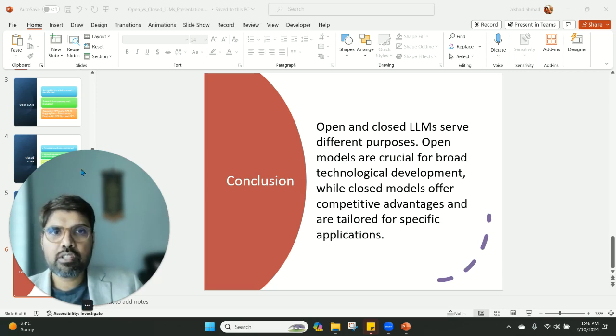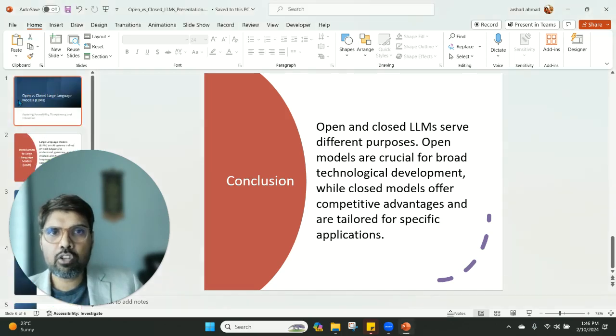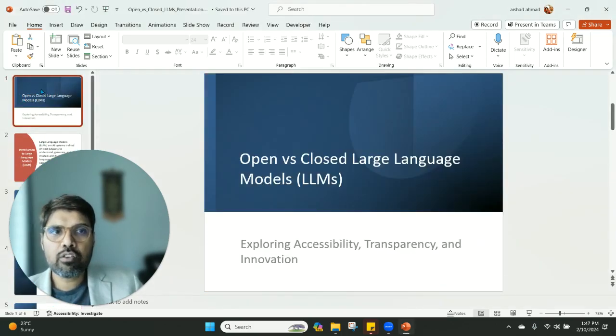So these were the main differences between open and closed, and then you can make your call and understand, while you are working, which one is good for you to start using.